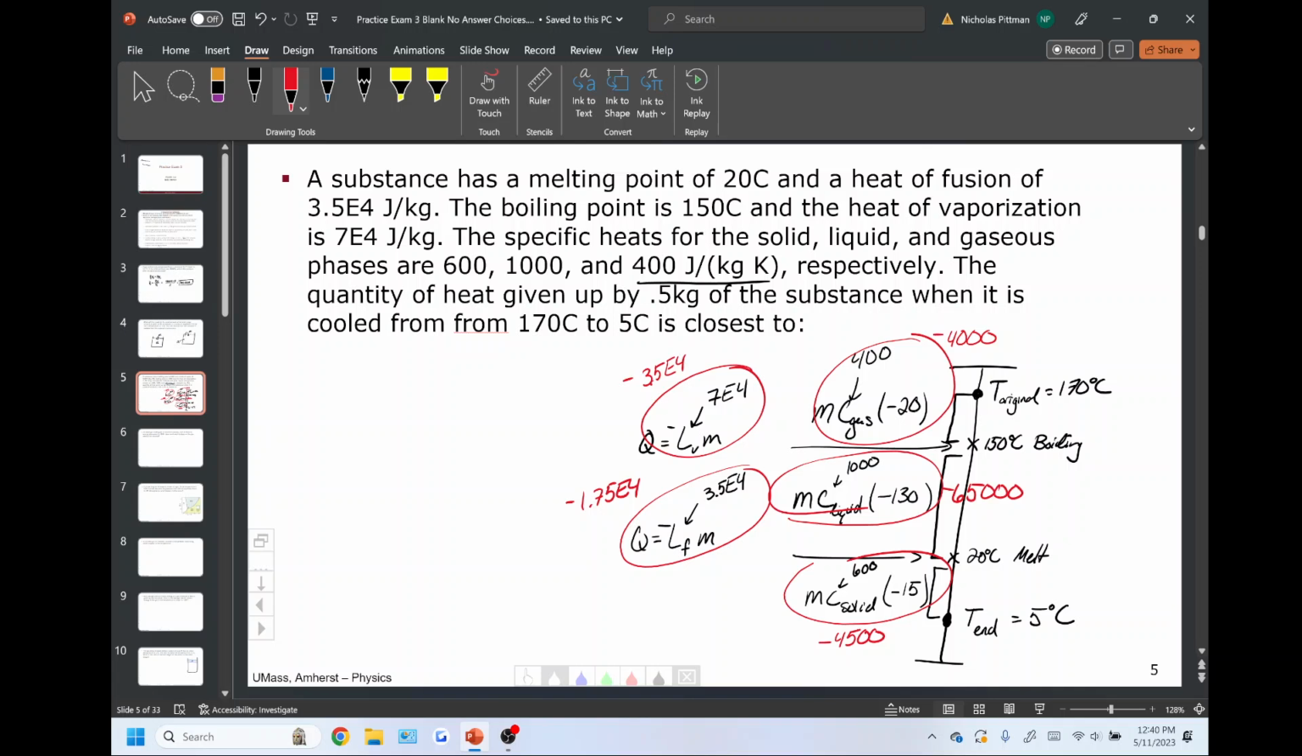I'm going to get total is negative 126,000 joules, and the negative sign just communicates heat was given off rather than intaken by the gas.